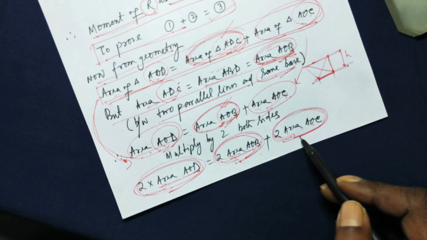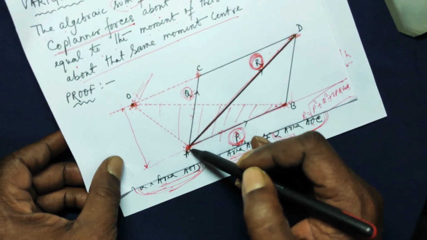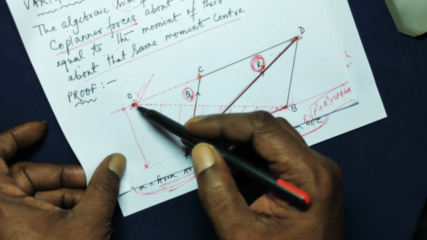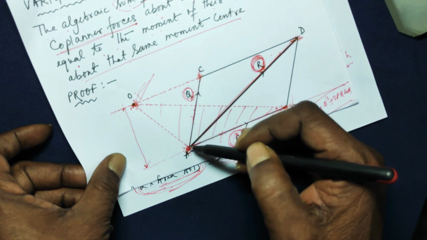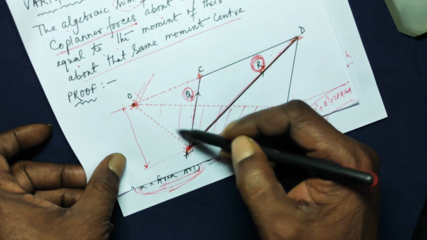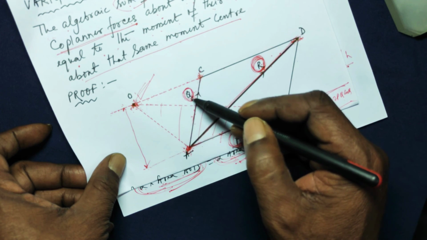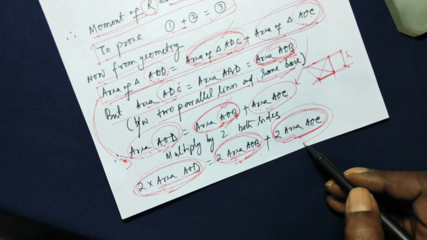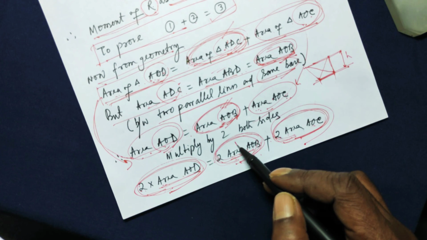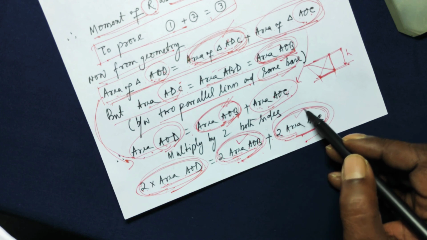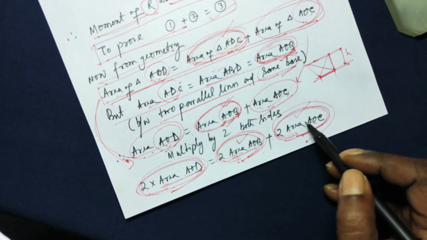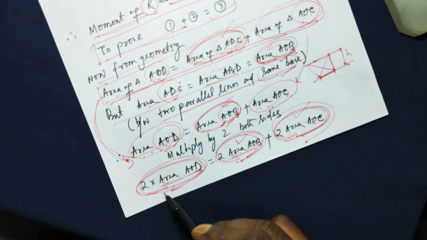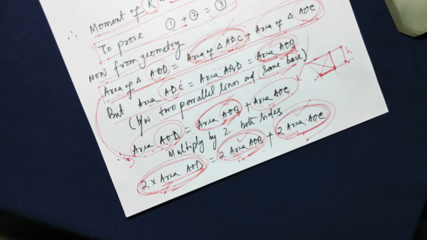And let us see what does this represent in triangle AOC. In triangle AOC, this is the base, which is represented by the force Q. This is the moment center. So twice the area of this triangle AOC will be the moment of the force Q about O. So this is the moment of the force P about point O. This is the moment of the force Q about point O. And the sum of that is nothing but the moment of the resultant of P and Q about the same point O.